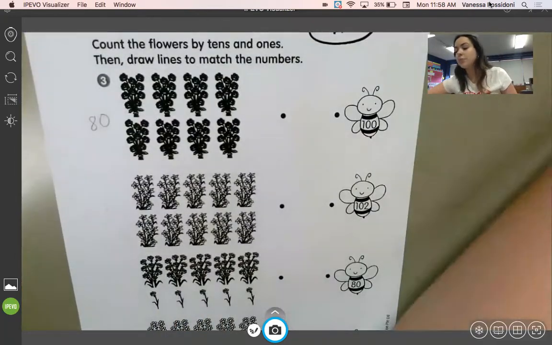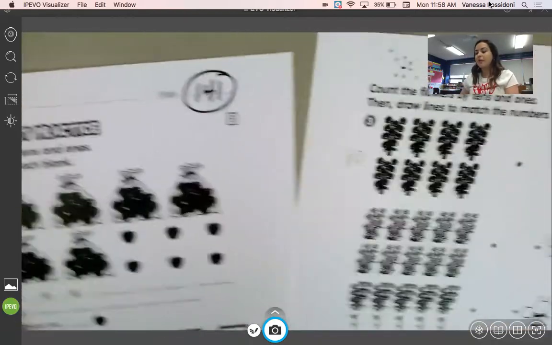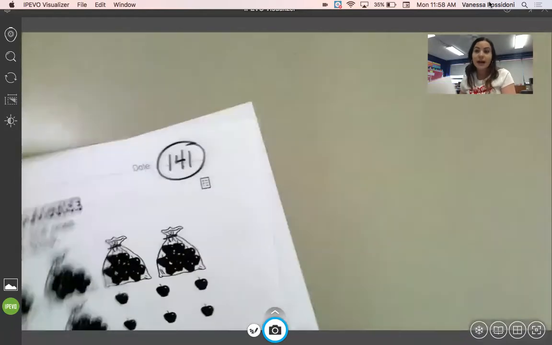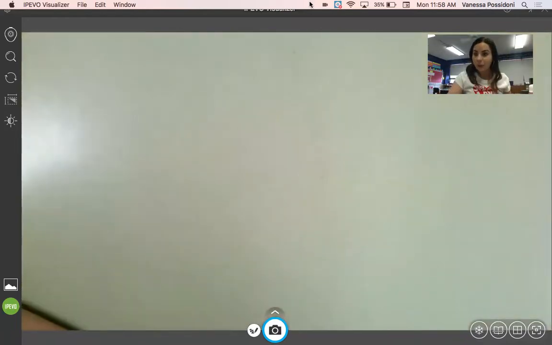And then all you'll do, boys and girls, is post a picture of pages 141 and 142 next to each other and put it on one post on Portfolio. And that is it for today. All you have to do is complete these 2 pages. And if you want to color any of the pictures on these pages too, you can go ahead and do so.